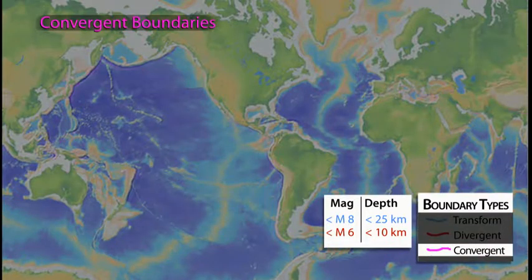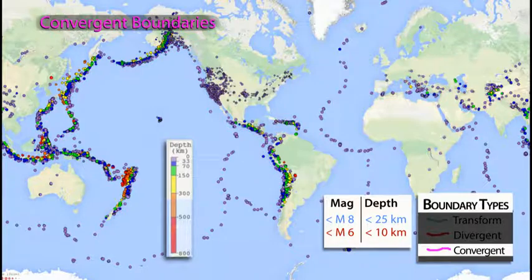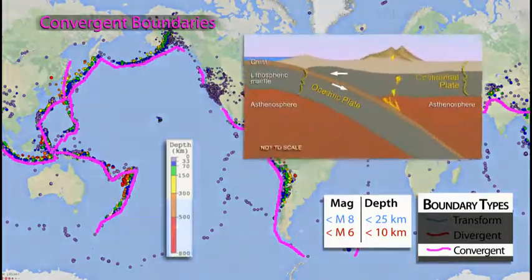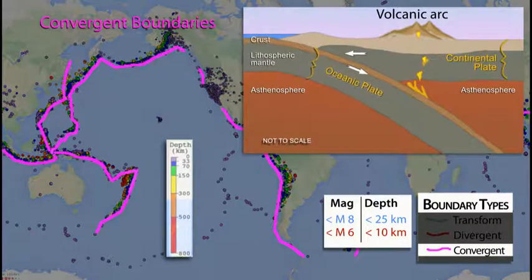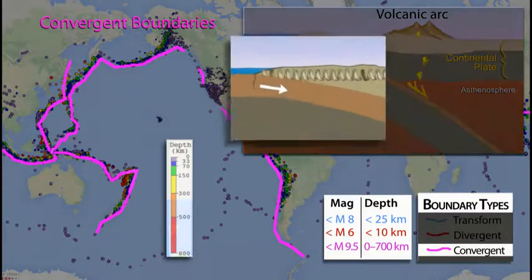More than 75% of all earthquakes occur on or near convergent boundaries. Here, an oceanic plate is forced beneath a continental in a process called subduction. Indeed, the world's largest earthquakes occur near the shallow edge of the boundary where magnitude 9s have been recorded.